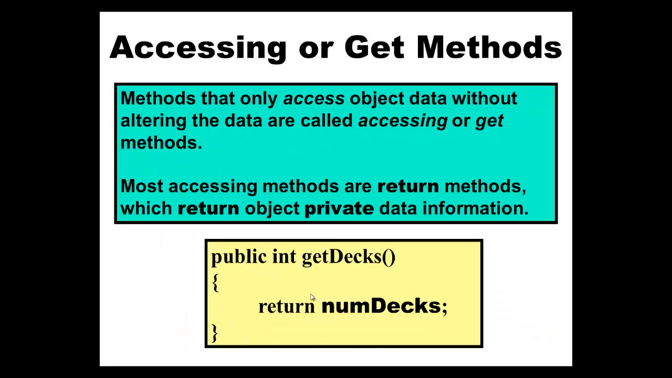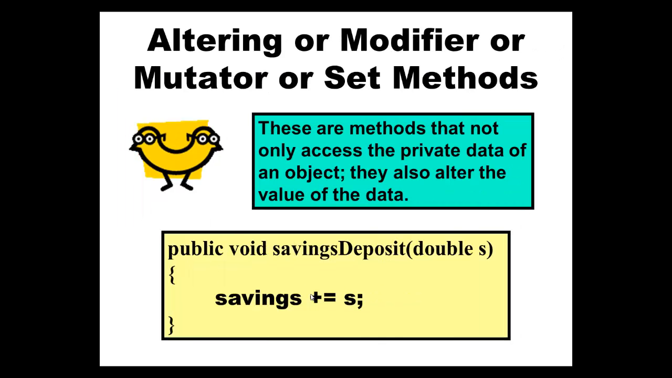Now, methods that only access object data without altering the data are called accessing or get methods. Most accessing methods are return methods, which return object private data information. So if I have some private variable, like number of decks, I need a get method or an accessor method to get to it. Otherwise, I can't touch it. If I try to access it directly using the object identifier, I'll get a syntax error.